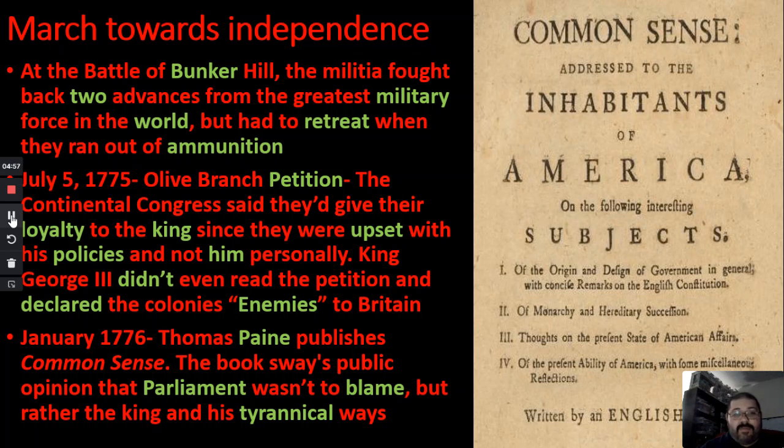Now, at the Battle of Bunker Hill, the militia and the British soldiers fight again. As you can tell from the name, it was on a hill. The militia had the advantage. They were at the top of the hill, and the British soldiers were coming up. The militia fought back two advancements of, again, the greatest military force in the world. At that time, Britain's army was top notch. They were the best, and the militia was fighting them back.